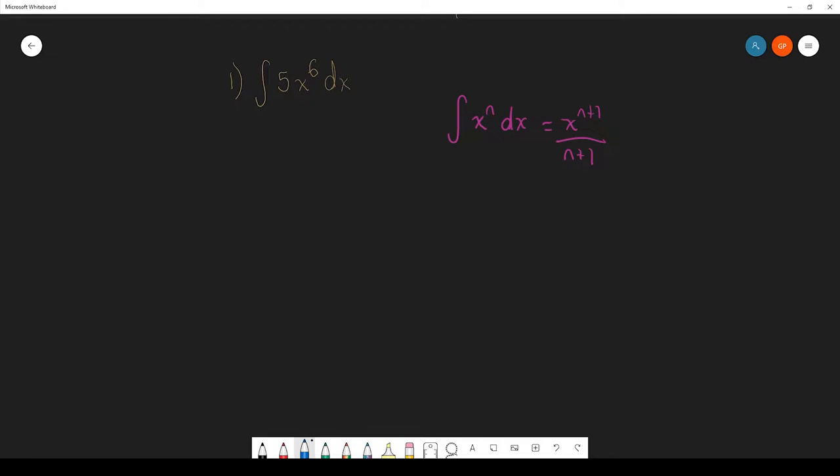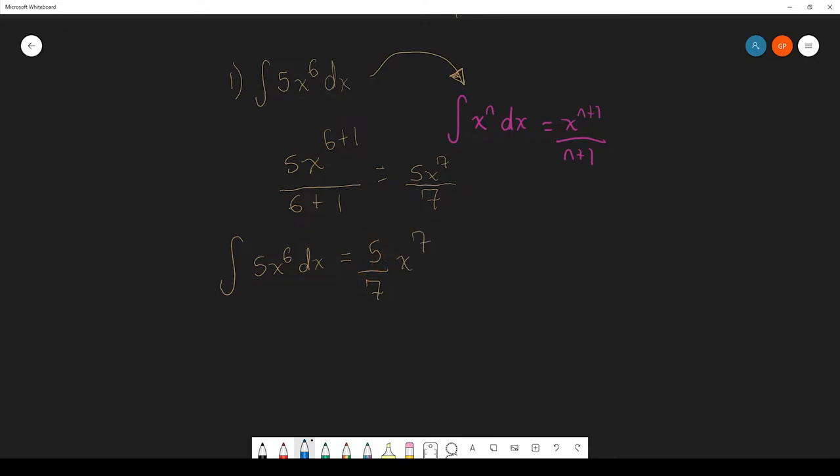So the first problem wants us to find the antiderivative of 5x to the 6th power. So we're going to apply this formula that we learned in the beginning of the video. We're going to rewrite it as 5x to the 6 plus 1 over 6 plus 1, and then we're going to simplify this. So we get 5x to the 7th power over 7. So now I know that the integral of 5x to the 6th power dx is equal to 5 over 7 x to the 7th power.